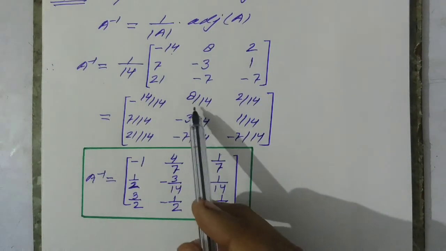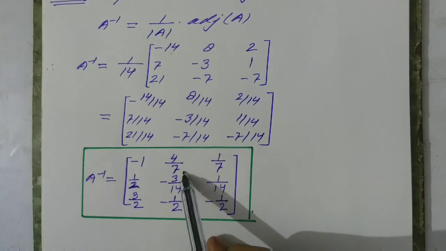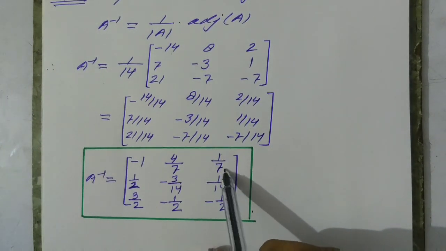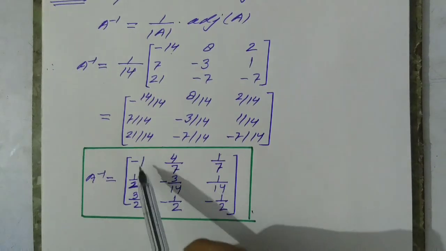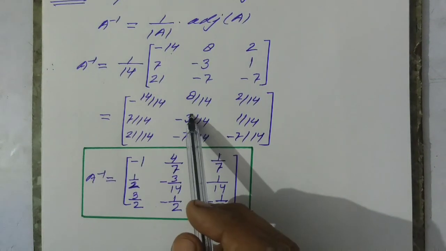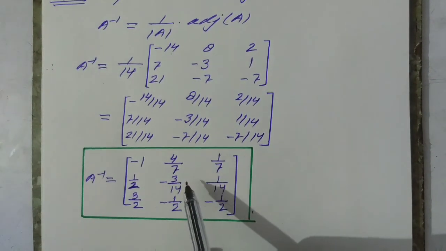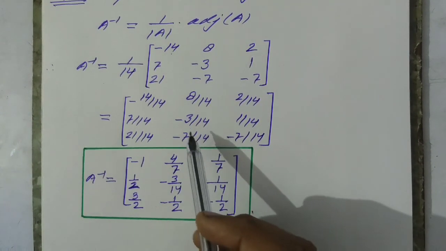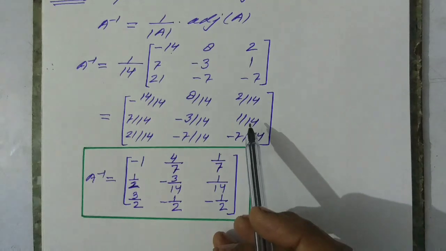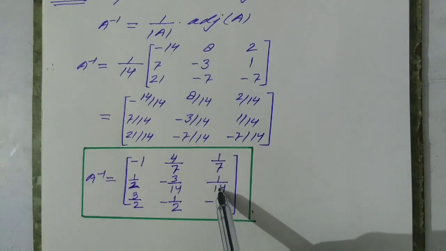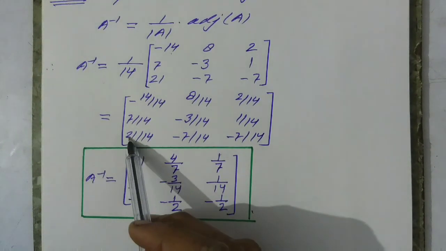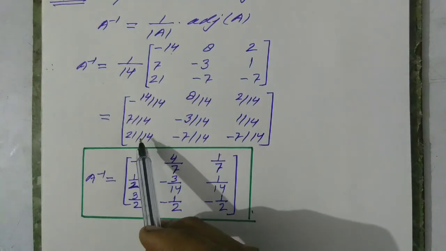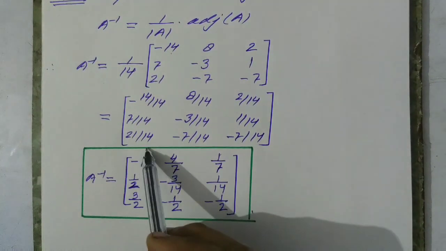In the next element, 8 and 14 both are divisible by 2. So dividing by 2 we get 4 upon 7, 2 4s are 8, 2 7s are 14. 2 and 14, 2 will divide 14 7 times, so 1 upon 7, and 7 will divide 14 2 times, 1 upon 2. Here minus 3 upon 14 as it is, because both have no common divisor, and here 1 upon 14 as it is, and here 21 upon 14, both are divisible by 7. So 7 3s are 21 and 7 2s are 14. So ultimately we get 3 upon 2.